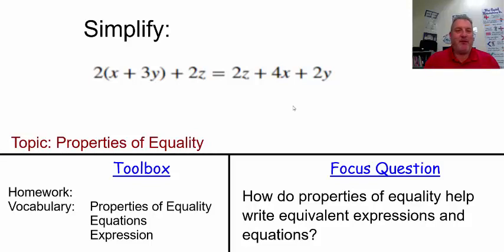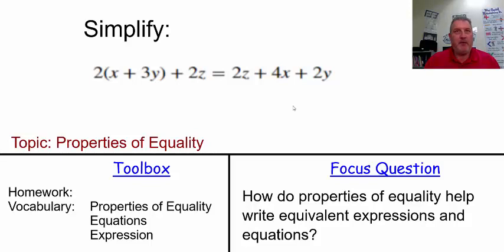Today we're going to be talking about properties of equality again. I believe this time we're going to be moving from the hangers we were looking at to equations that look like the one you see on the screen. Our focus question today: how do properties of equality help write equivalent expressions and equations?